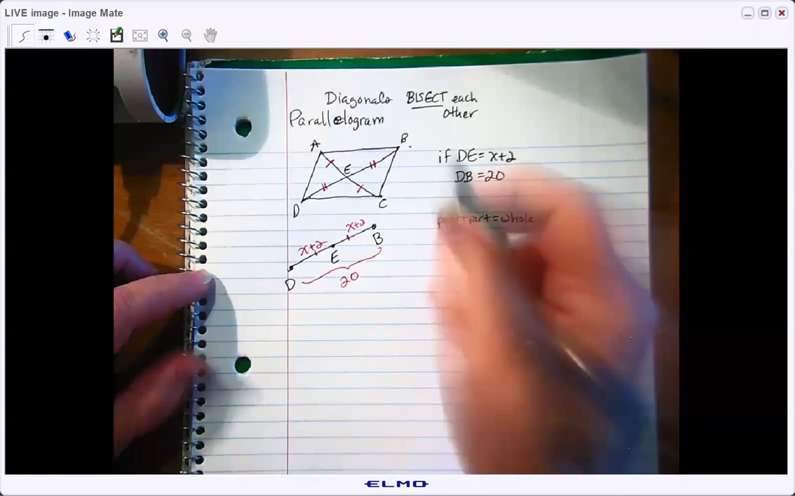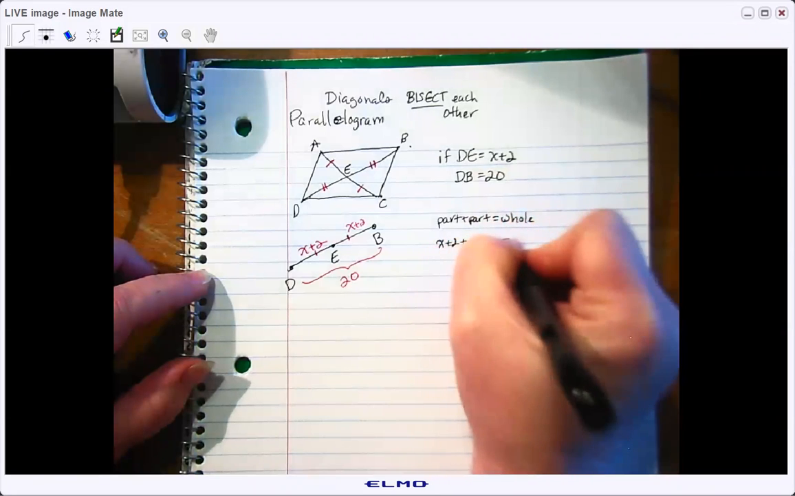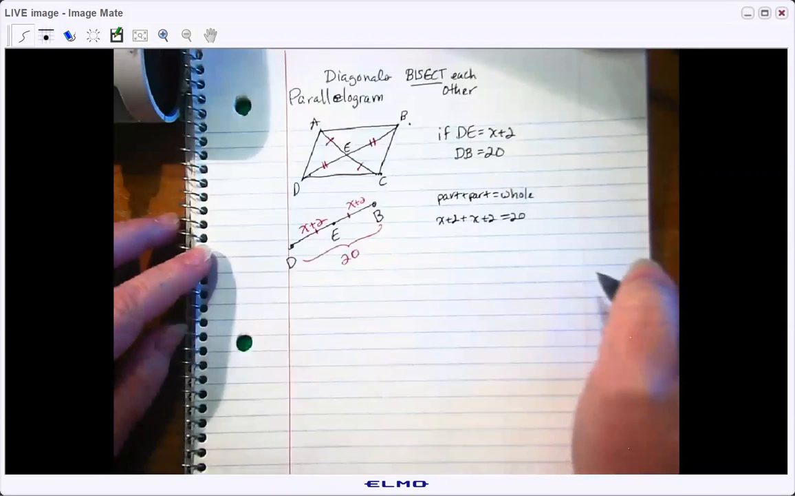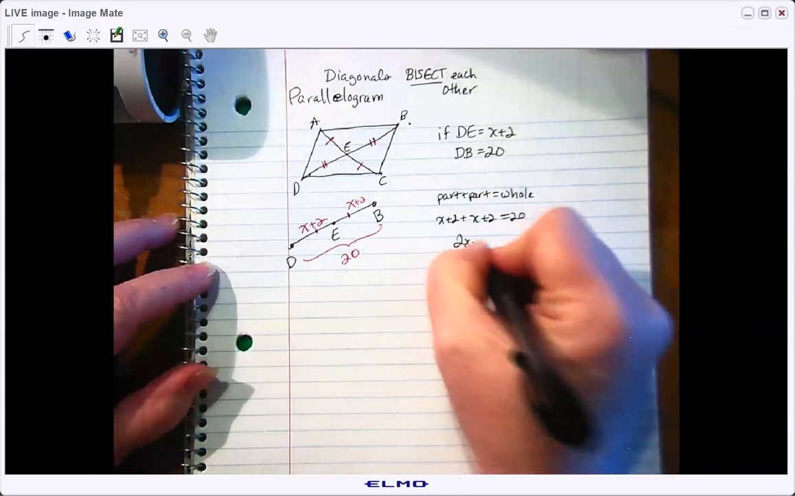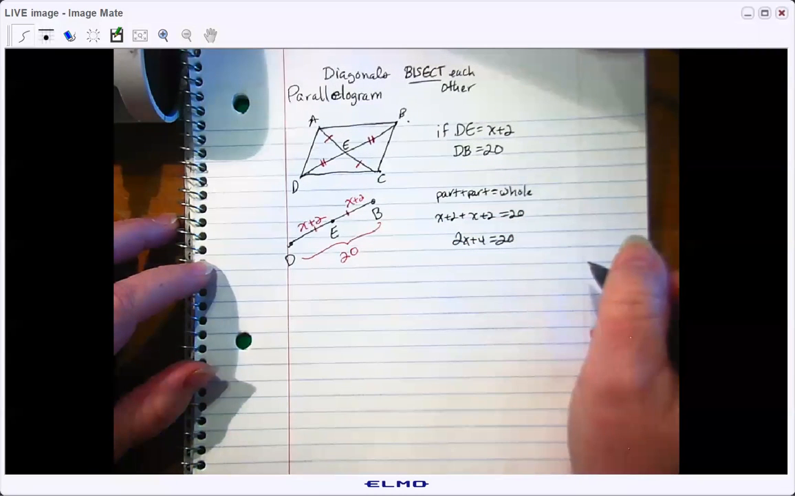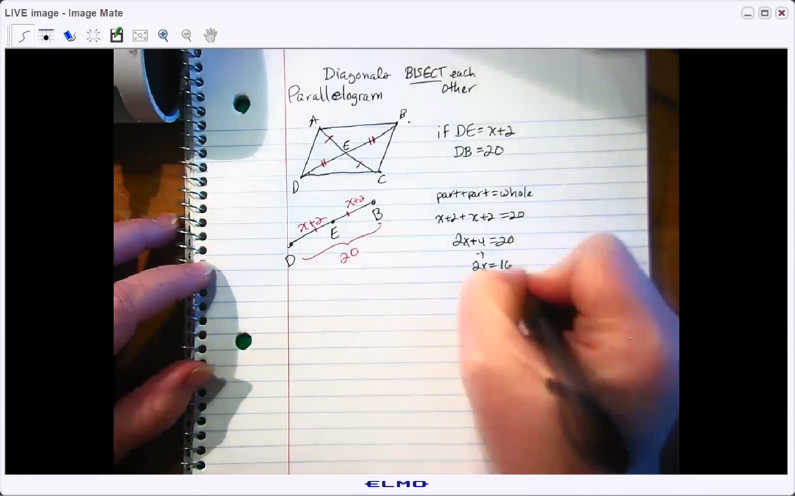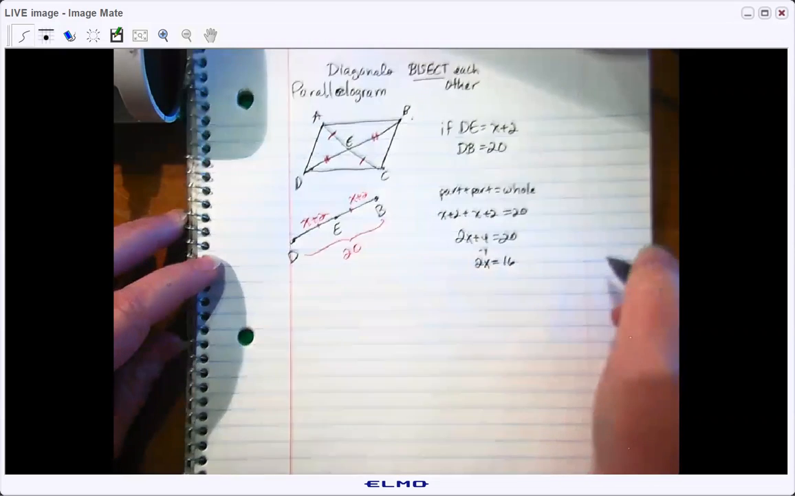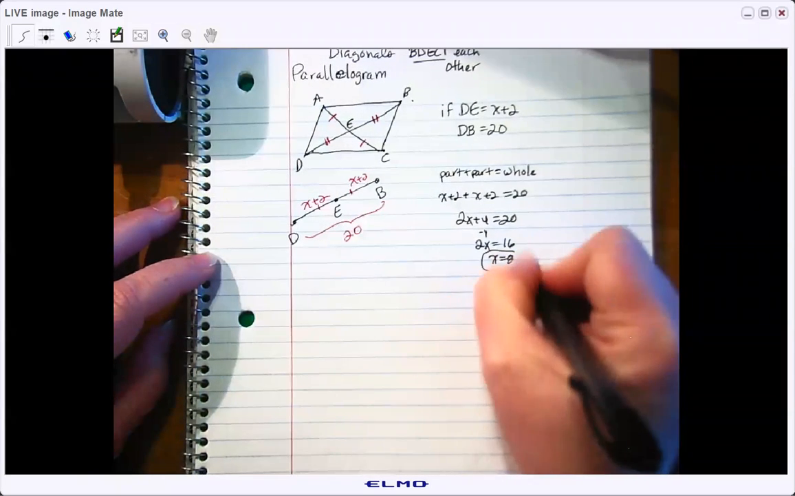Okay, so we write that X plus 2 plus X plus 2 is equal to 20. And then we continue to solve. So 2x plus 4 equals 20. And then subtracting 4 on both sides, you get 2x equals 16. And then dividing both sides by 2, you get x equals 8.